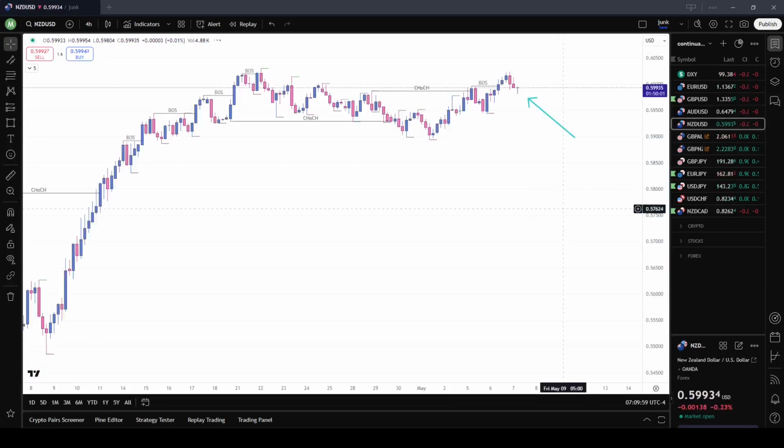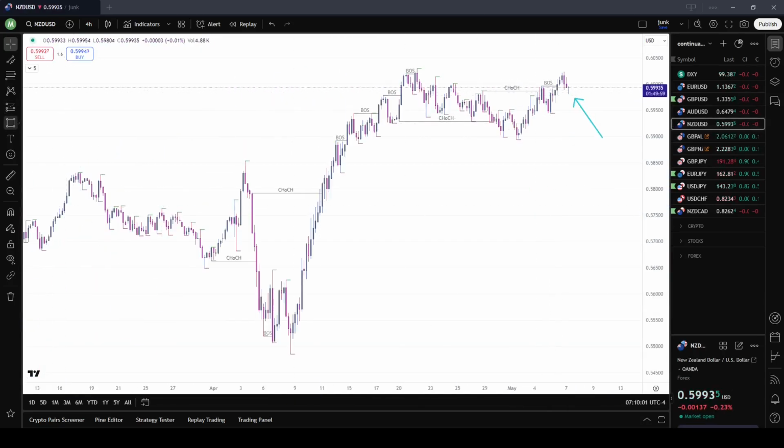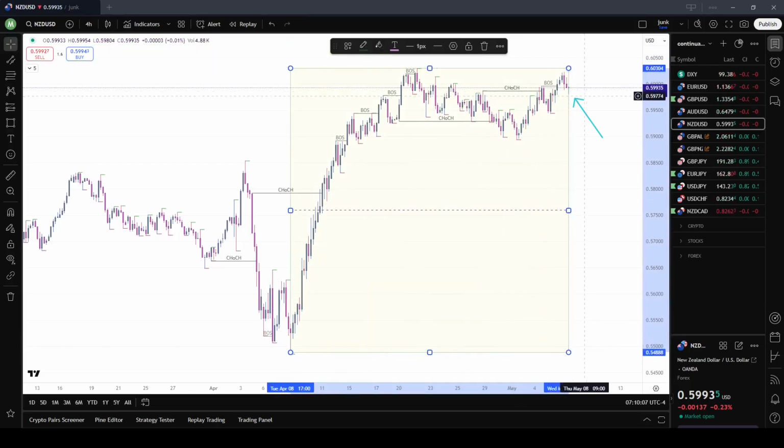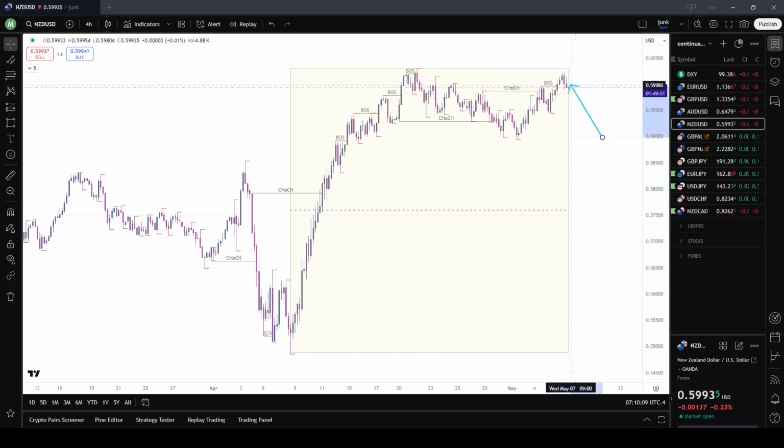NZD USD. Let's go and map out the current range. Similar to with the other US dollar pairs, this is the overall range. Anticipating any type of move back down to discount. Any type of area of demand would be ideal. Look for a buying opportunity then, but it doesn't have to do that, and this could be considered the higher low.